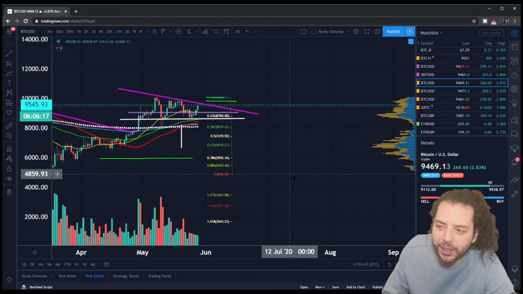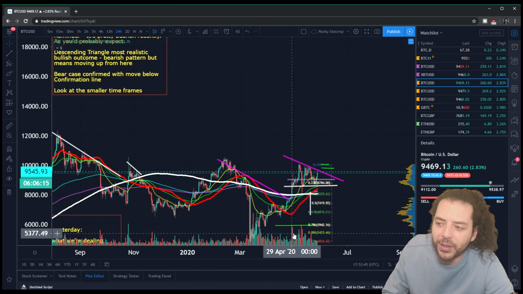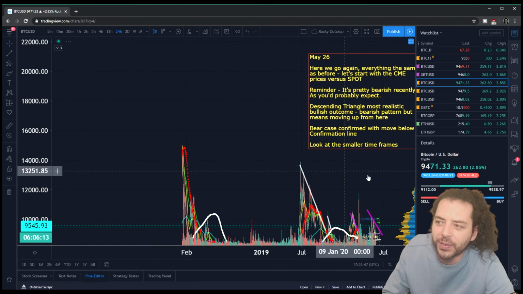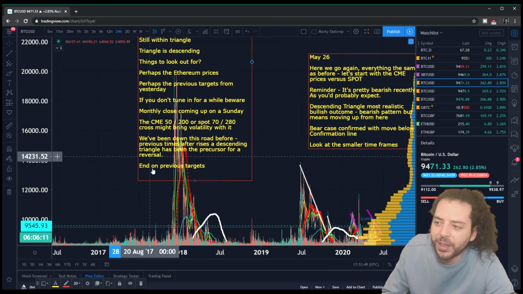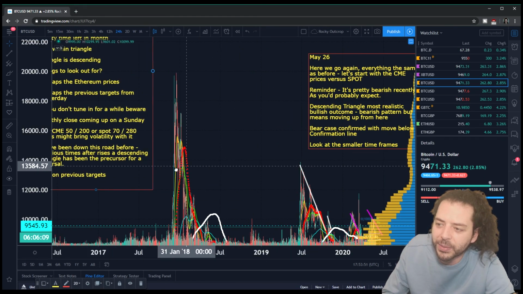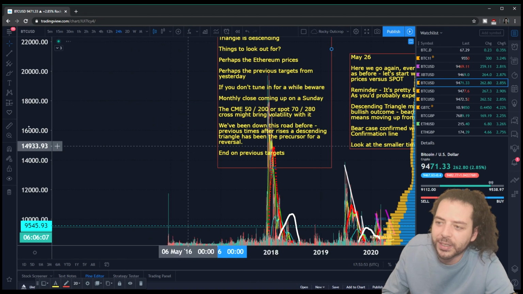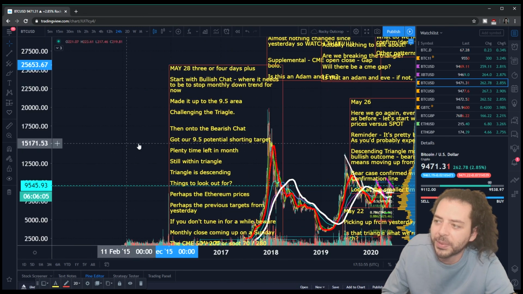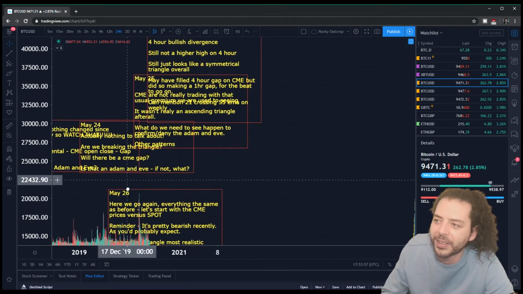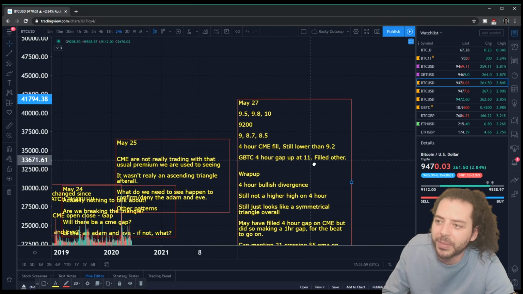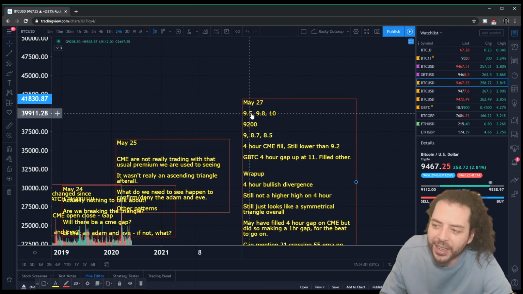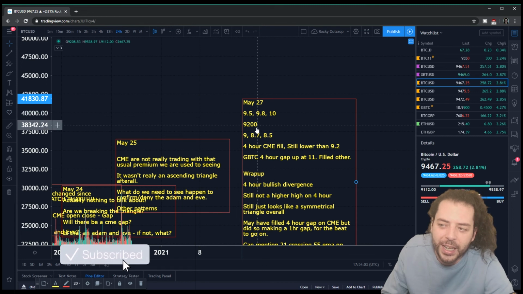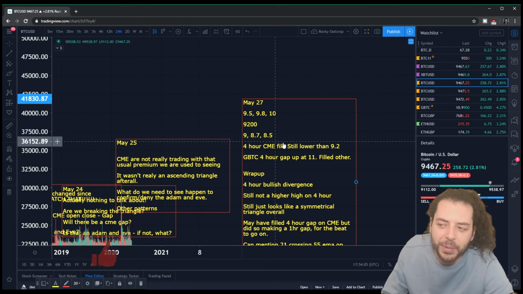Okay, great. Covered. And I already know what the last thing is. I don't need to rush around looking for the notes for that one, although there they are. End on previous targets. That's what I want to do. I want to end on the previous targets. So is it possible to bring up that thing again? Oh my god, I hope you're having a laugh at how stupid I'm being. Right, okay, great. Here, previous targets, like I said before: 9.5, 9.8, 10k, 9,200, 9, 8.7, 8.5.